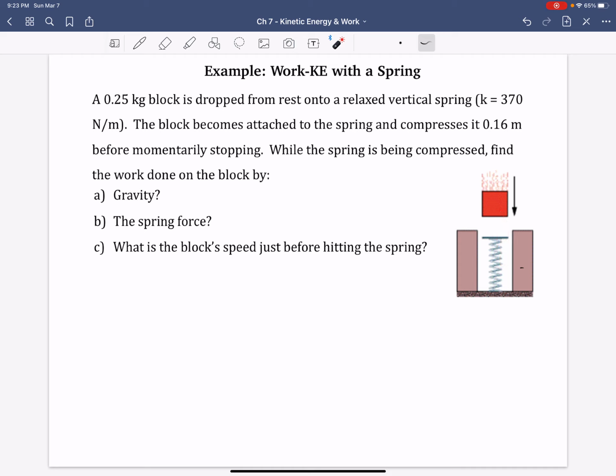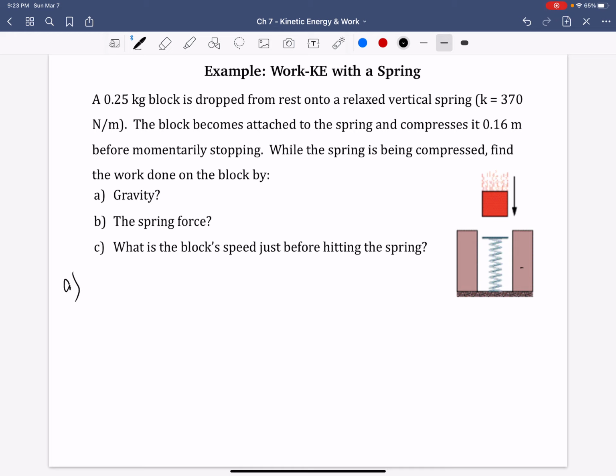In part A, what's the work done by the gravitational force? What's the work done by the spring force? And what's the block's speed just before it strikes the platform? We can figure all these things out during compression. So let's dive in.